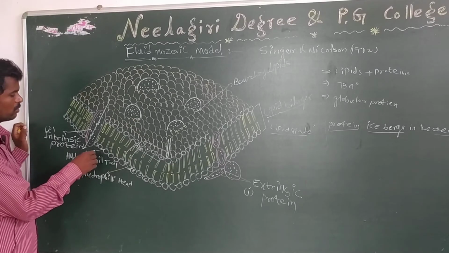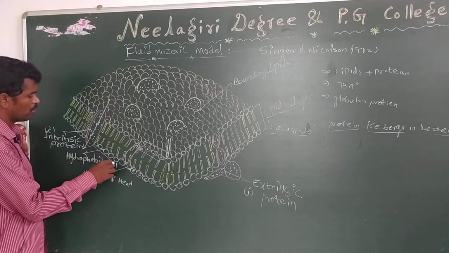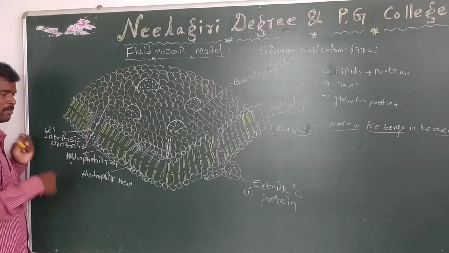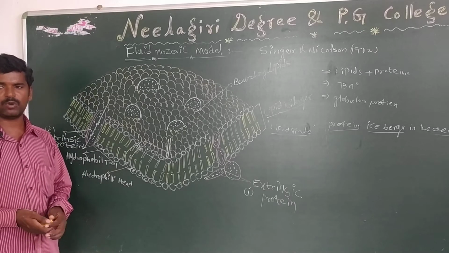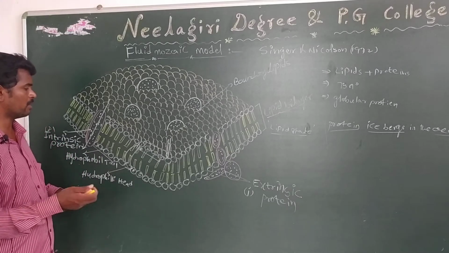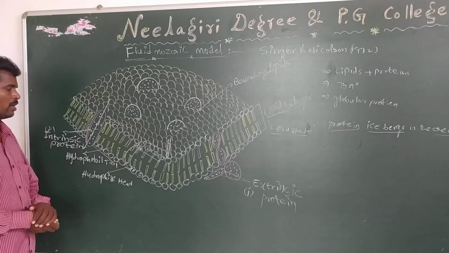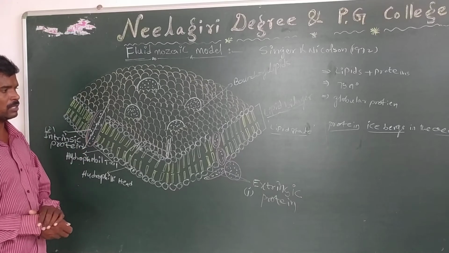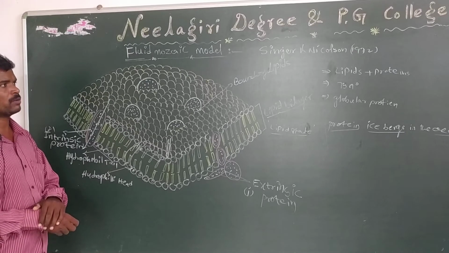For example, this is the ratio, and here the ratio is equal. In some other models, the sandwich model, Robertson model, and unit membrane model, the ratio is unequal. This is the equal ratio of proteins, and this is the fluid mosaic model.